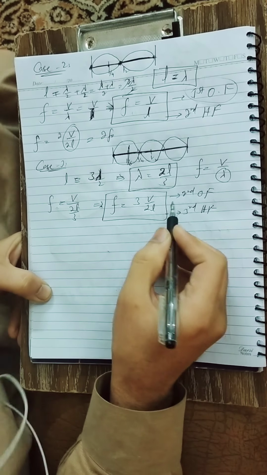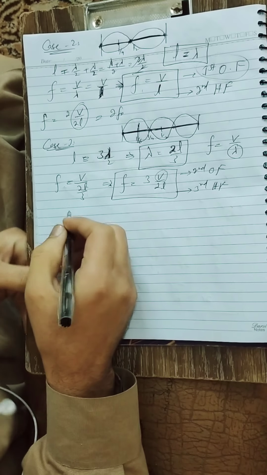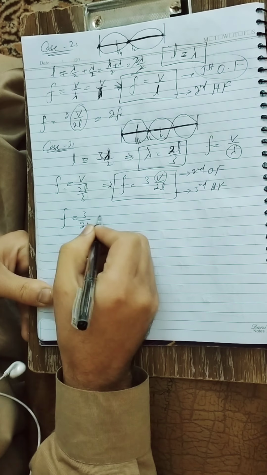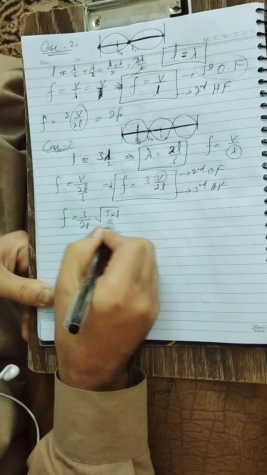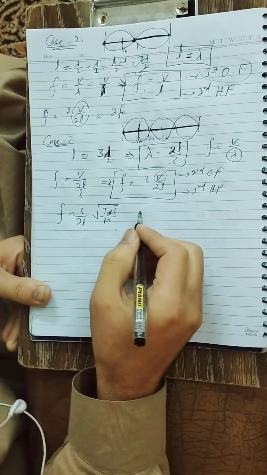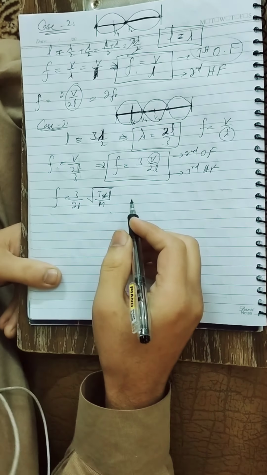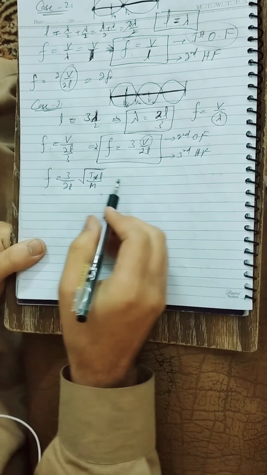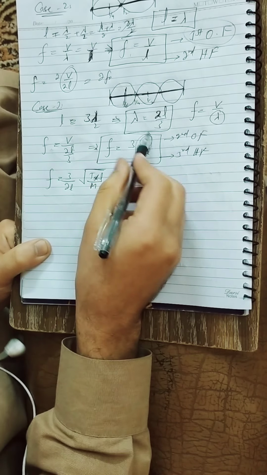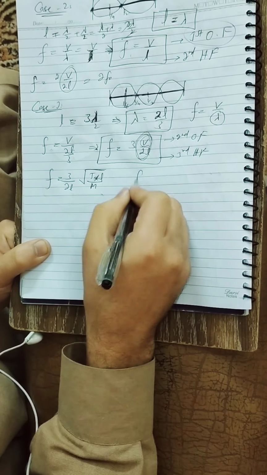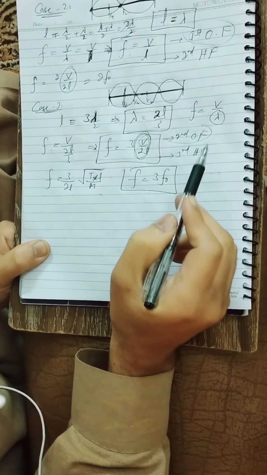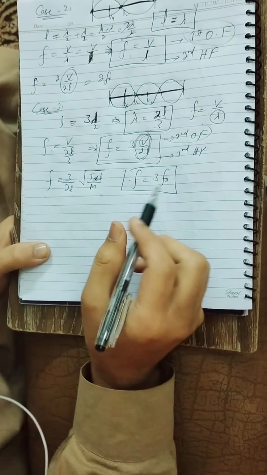What is the value of V? We know that the value of V is the square root of T into L divided by M. This is the value of V. Now this frequency is actually the second overtone frequency. If we compare, V by 2L is the fundamental, so this frequency is triple the fundamental. It means the second overtone frequency is triple the fundamental frequency.